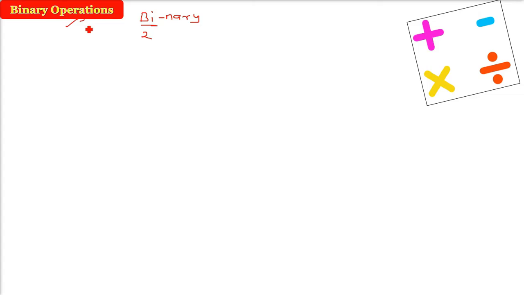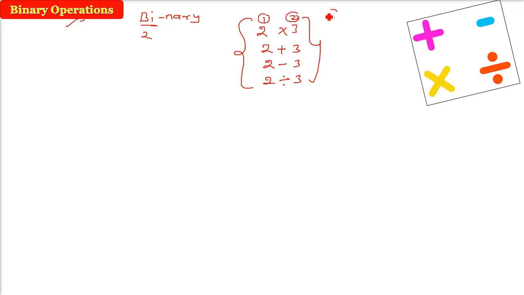So what are these operations? This can be any mathematical operation. But in the case of binary operation, let me write 2 into 3, 2 multiplied by 3, 2 plus 3, 2 minus 3, and 2 divided by 3. So these are the operations I am talking about: into, plus, minus, divide. The first operand is 2, the second operand is 3, that means it is bi, binary. And these are the operations. That is what is called binary operations. These are 4 operations possible in binary operations.